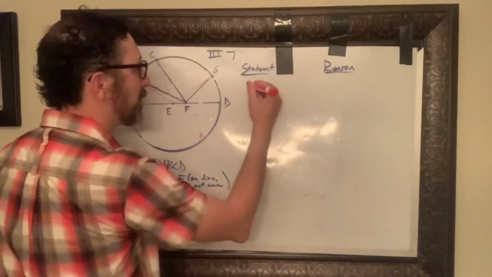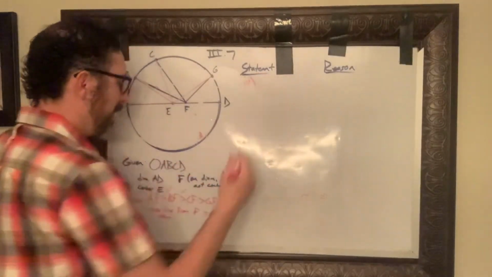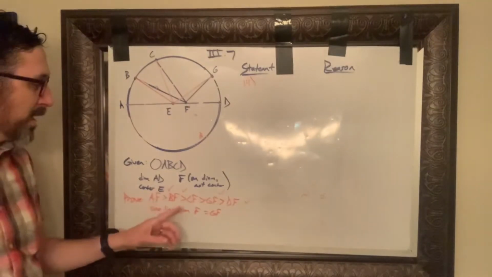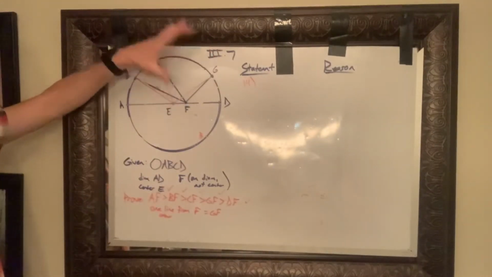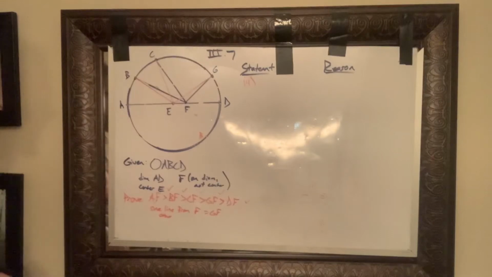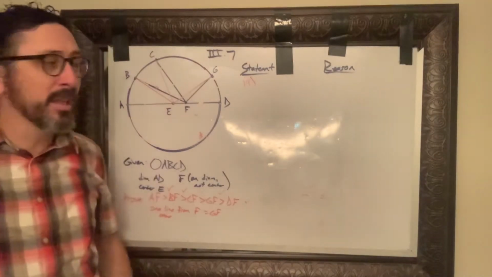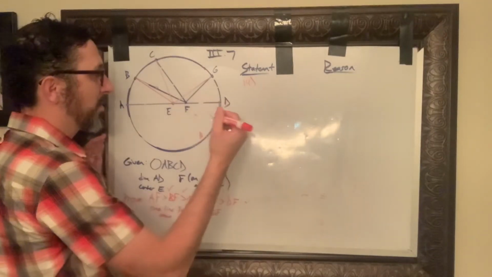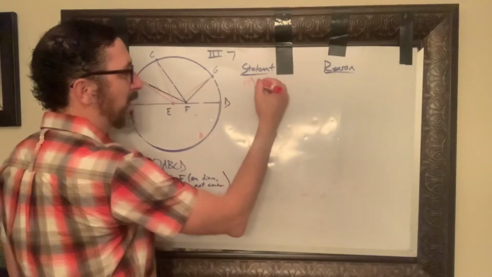So I'm on to statement 14 now. I'm going to try to show that there's only one other line from F that is the same length as a given line, and we're going to call that given line GF. The way I'm going to do this is I'm going to make an angle.